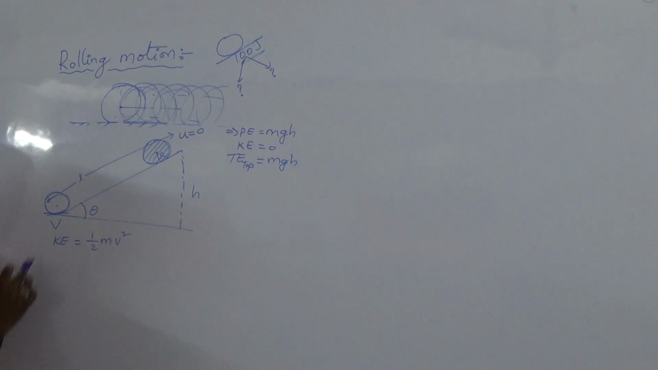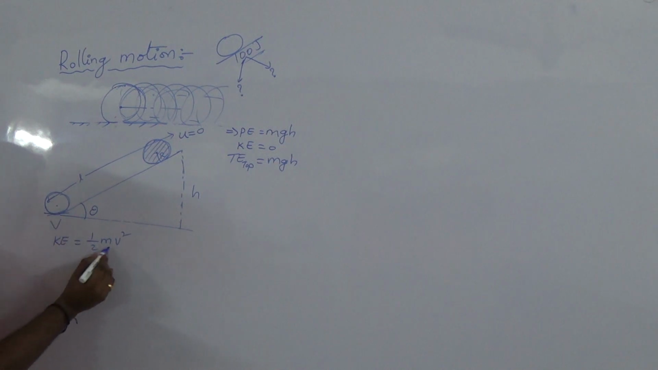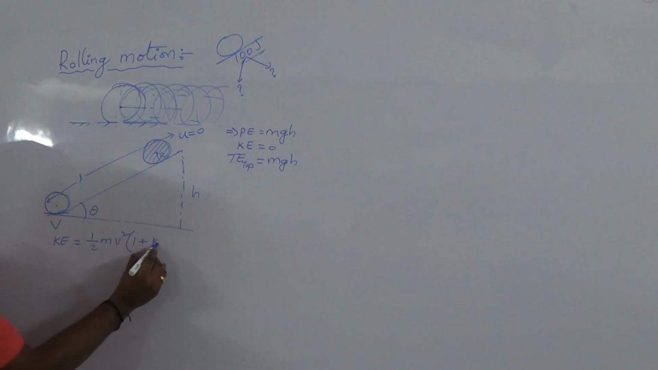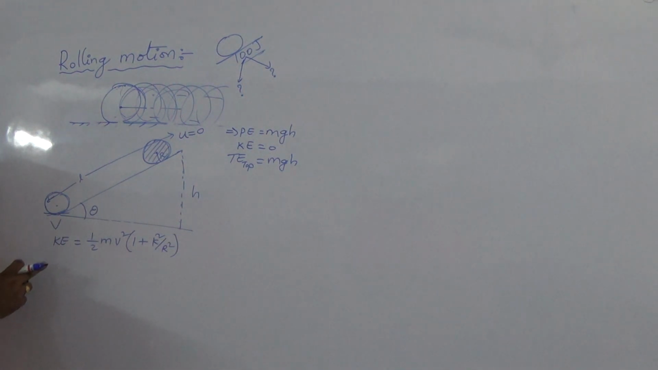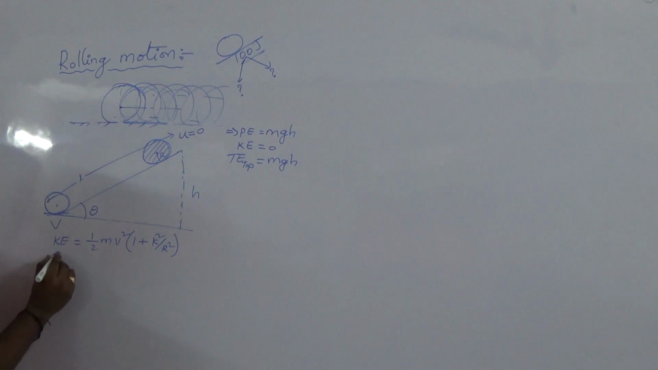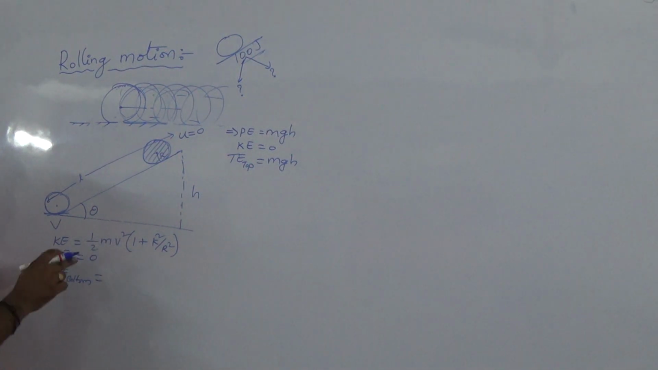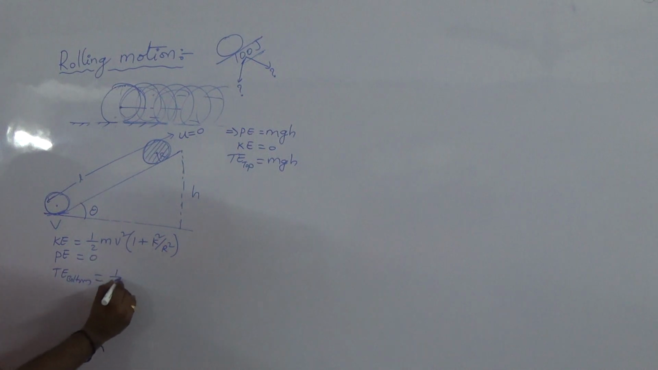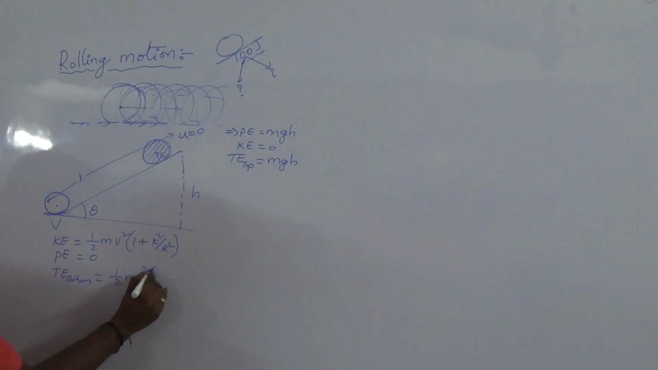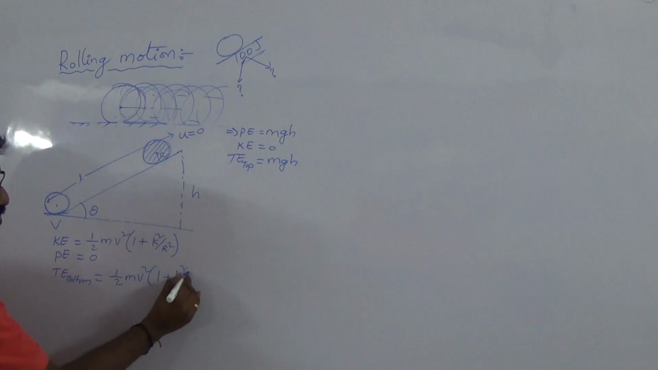That is not correct, because the body is in rolling motion. That's why the kinetic energy of this body is half mv square times (1 plus k square by r square). That is the kinetic energy of the rolling body when it reaches the bottom. At the ground there is no height, so its potential energy becomes 0. The total energy at the bottom is the sum of kinetic energy plus potential energy, so we get half mv square times (1 plus k square by r square).